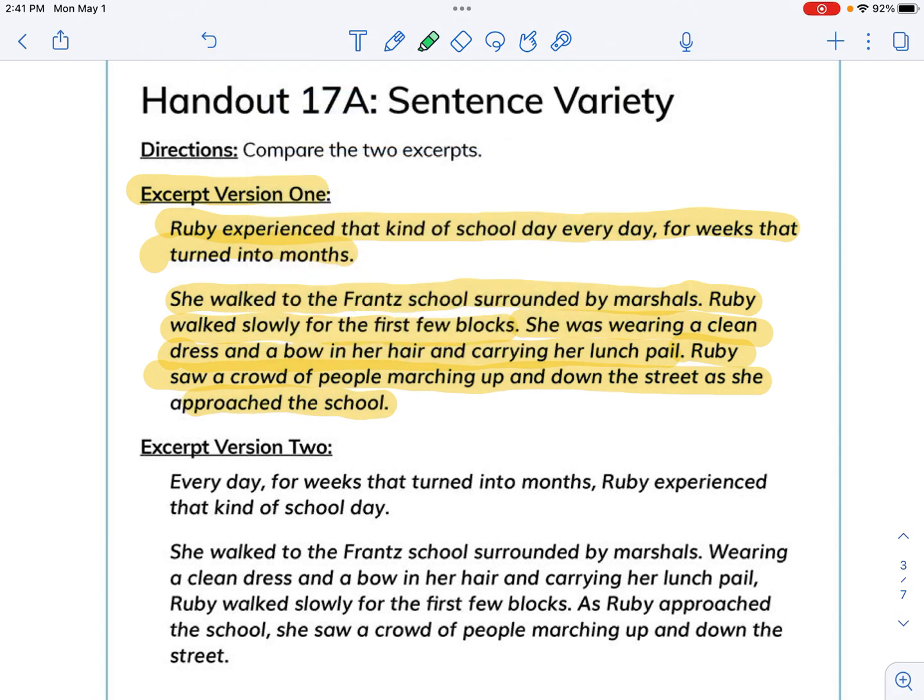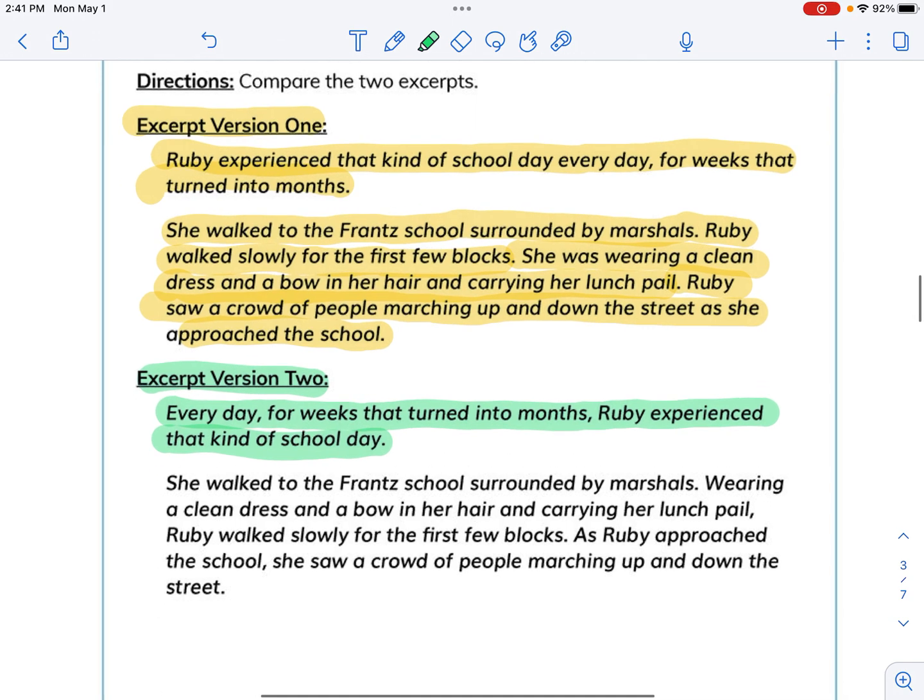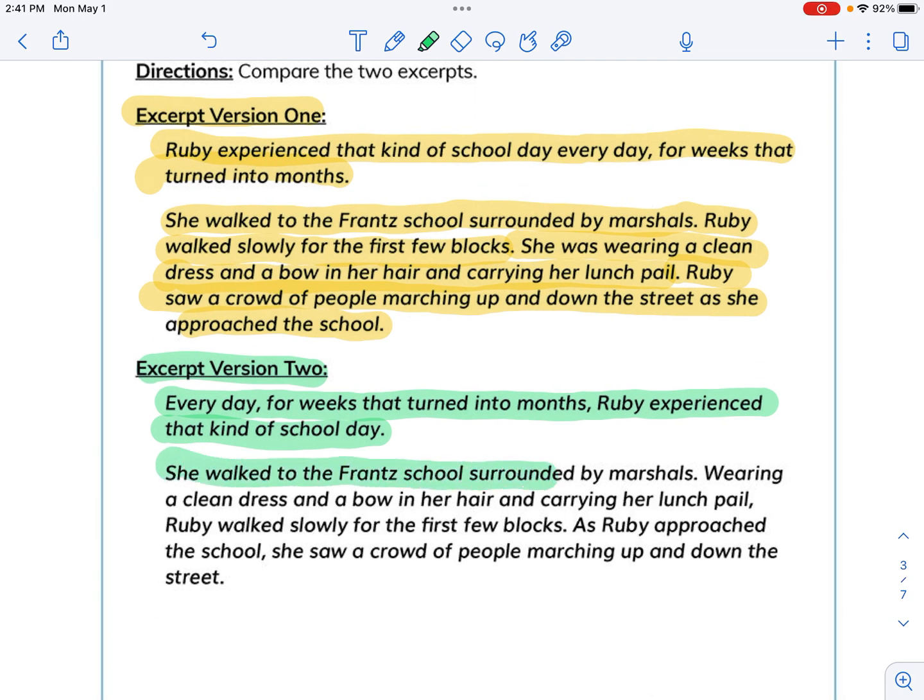Excerpt number 2. Every day, for weeks that turned into months, Ruby experienced that kind of school day. She walked to the France school surrounded by marshals. Wearing a clean dress and a bow in her hair and carrying her lunch pail, Ruby walked slowly for the first few blocks. As Ruby approached the school, she saw a crowd of people marching up and down the street.